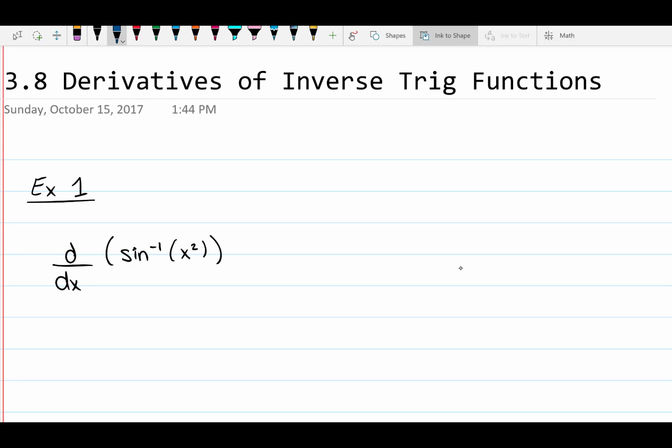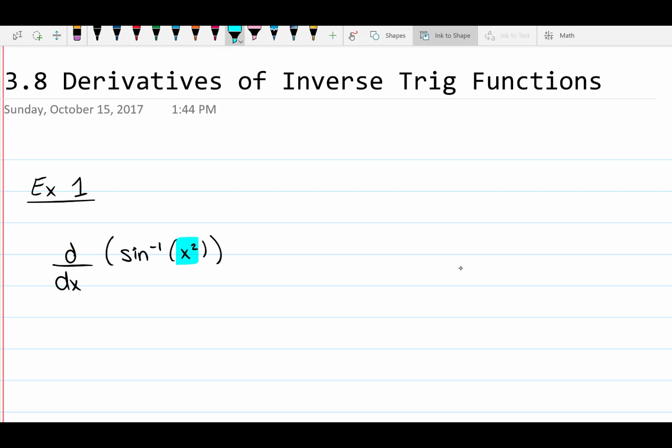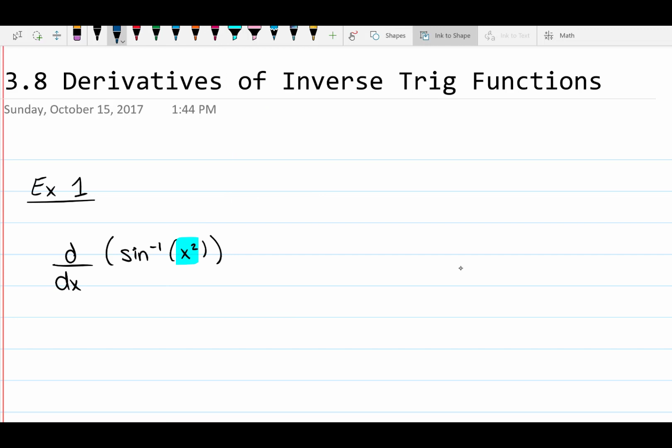So the first function we're going to be taking the derivative of is sine inverse of x squared. So here we go. Now pay close attention that right here is an inside piece of sine inverse. So when we take the derivative of that, we're going to need the chain rule. So recall that the derivative of sine inverse of x is equal to 1 divided by the square root of 1 minus x squared. So we're going to be using that piece of information to take the derivative.